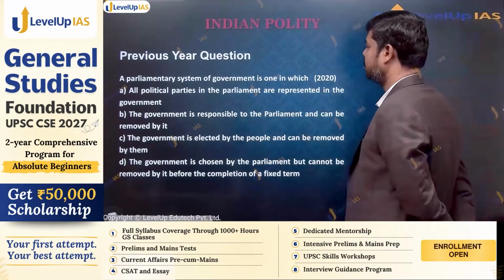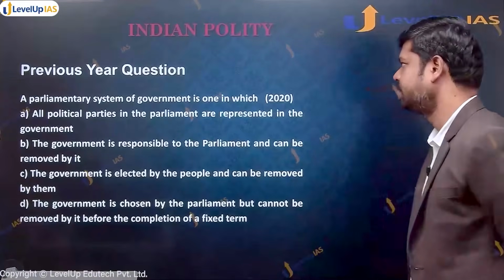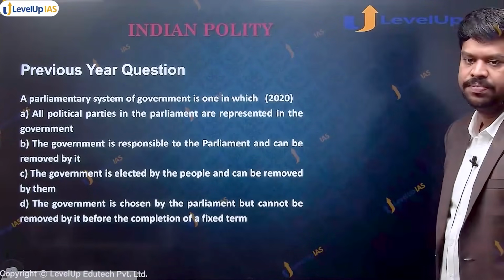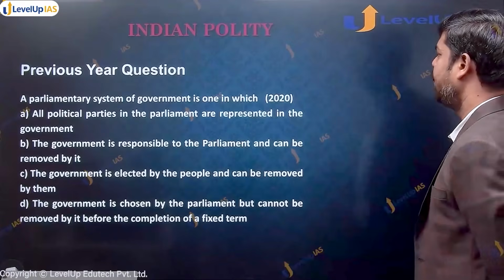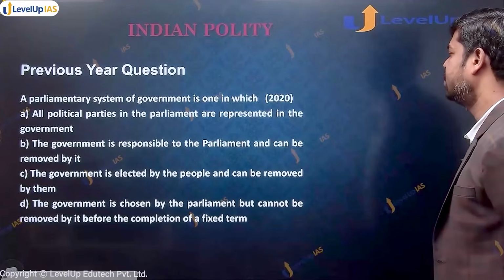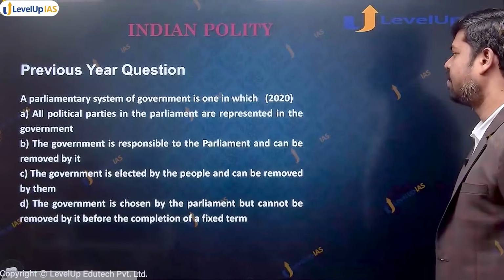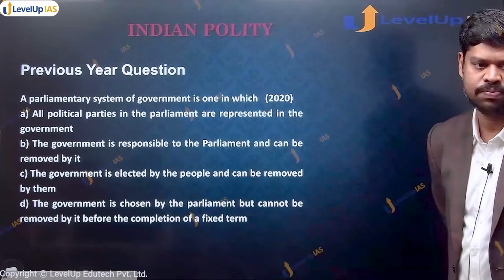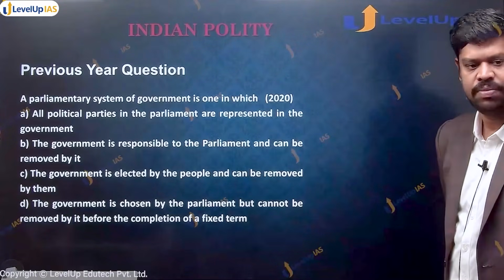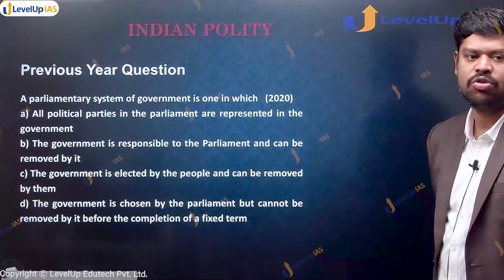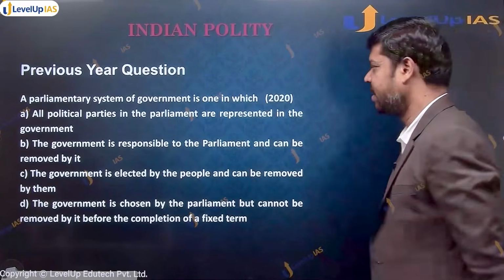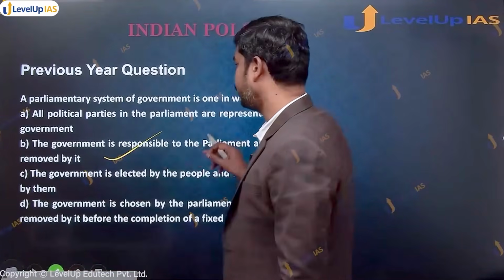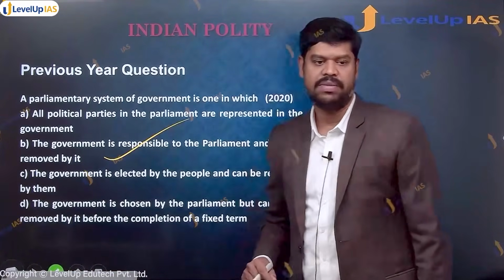So what is the parliamentary system of government? What is the answer here? A parliamentary system of government is one in which the government is responsible to the parliament and can be removed by it. That means the government is accountable to whom? The government is accountable to the parliament, that is, to the legislature. That is the very essence of a parliamentary system. Is it clear to all of you what is democracy and what is parliamentary democracy?